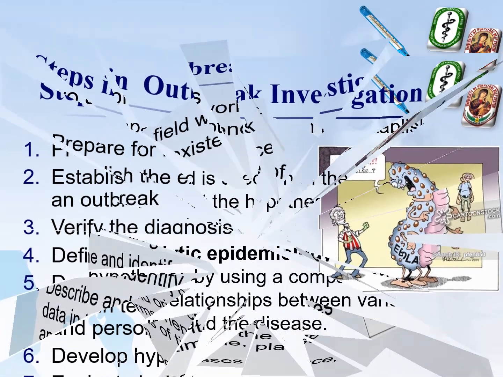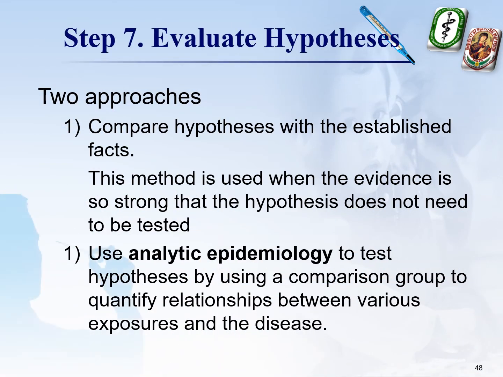Then, there are two approaches to this, depending on the nature of the data. The first is the comparison of the hypothesis with the established facts, and the second is analytic epidemiology, which allows you to test your hypothesis. The first method is used when the evidence is so strong that the hypothesis does not need to be tested. A 1991 investigation of an outbreak of vitamin D intoxication in Massachusetts is a good example.